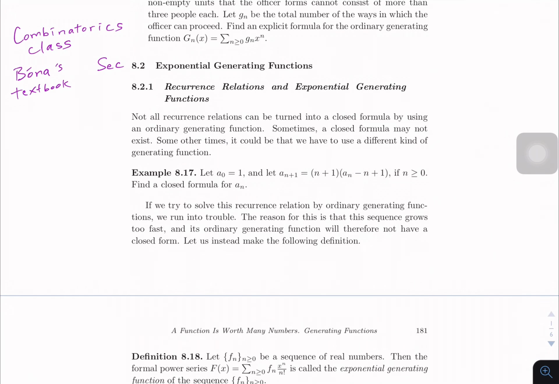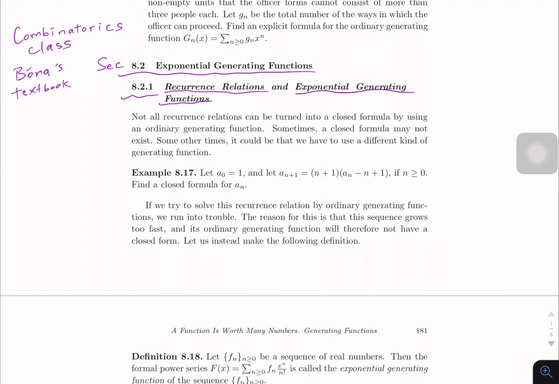Hello, this is the lecture for Combinatorics class on section 8.2, exponential generating functions. I'll be talking about the subsections on starting from recurrence relations and finding the exponential generating functions, and then using those to compute a closed formula.